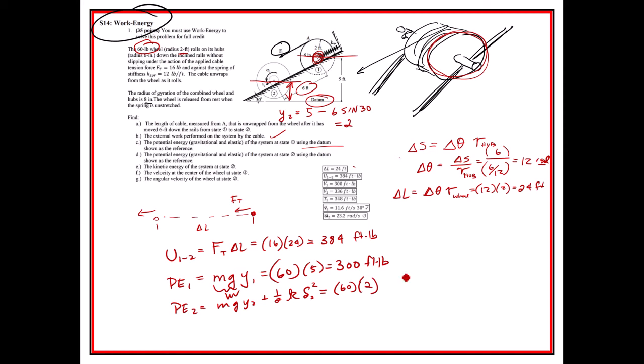Okay, and then 1/2 the K of this thing is 12, and the amount it's going to stretch is 6 feet. That's a long spring to stretch. So that's 396 foot-pounds.